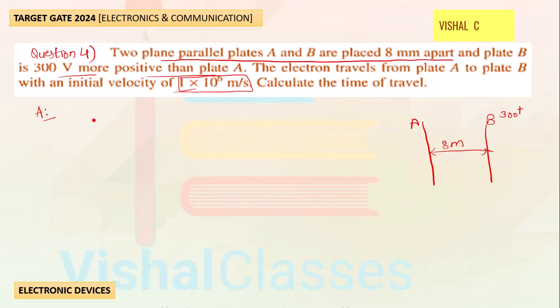In the formula notebook, write one more formula. Although it is not required, you have to remember it. Speed acquired by the electron.